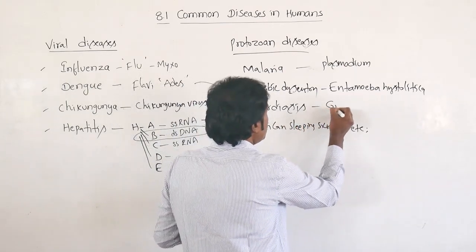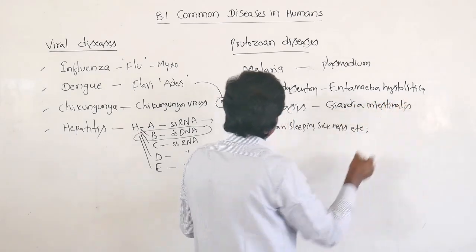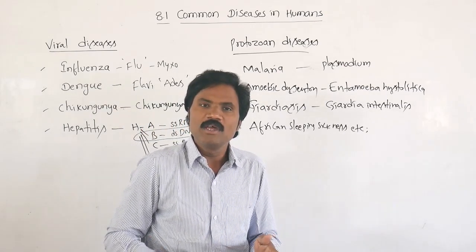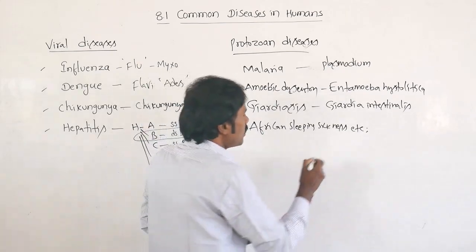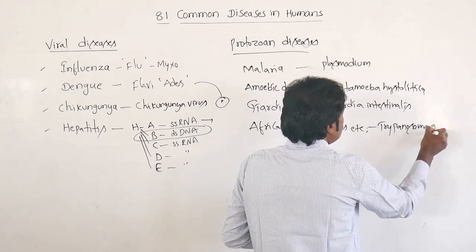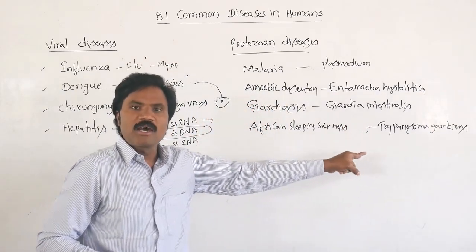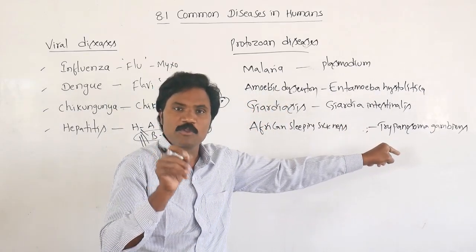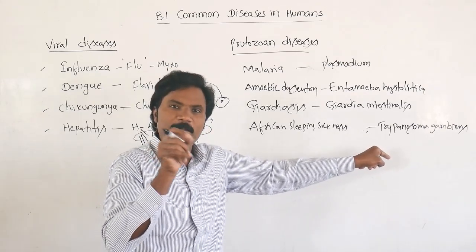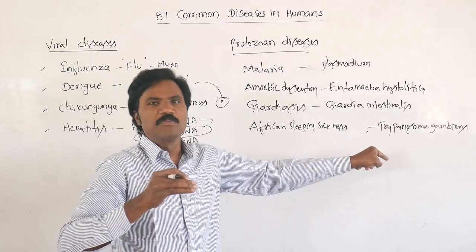Giardia intestinalis. Then African sleeping sickness. Which protozoan parasite causes African sleeping sickness? Trypanosoma gambiense. Normally, the specific pathogen enters the cerebrospinal fluid. That means it infects the brain as well as the spinal cord. That's why the infected person is continuously in a lethargic mood.